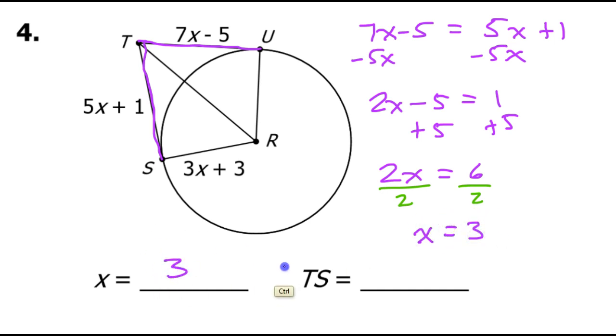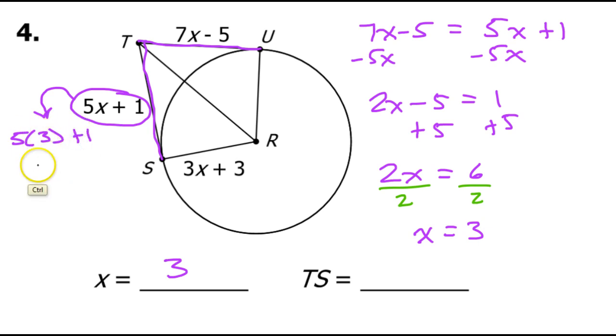Now we're supposed to find the length of TS. Well, TS is right here. TS is 5x plus 1. Since x is 3, that means I have 5 times 3 plus 1, which of course is 15 plus 1, which is 16. So TS is going to be 16.